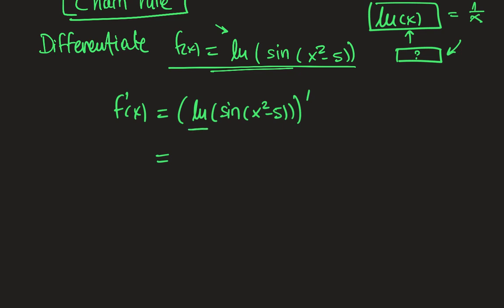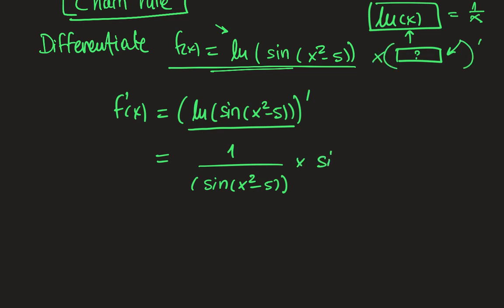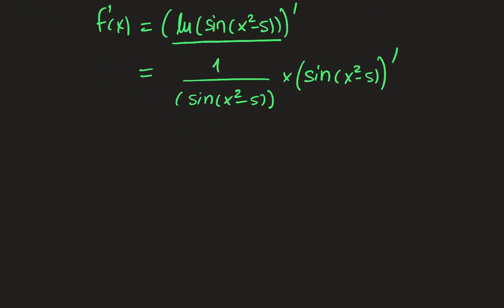Therefore, the derivative of what I have is going to be 1 over whatever I have inside instead of x, which is the sine of x squared minus 5. But then because I have a composite function, I need to multiply by the derivative of that. So here I need to multiply by the derivative of x squared minus 5. That's it. Okay? Let's just move on.